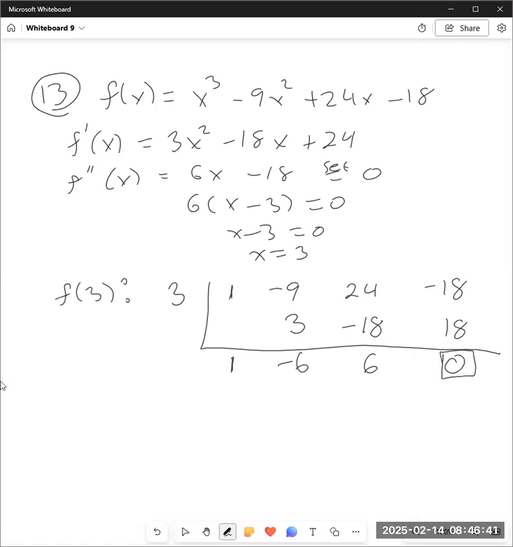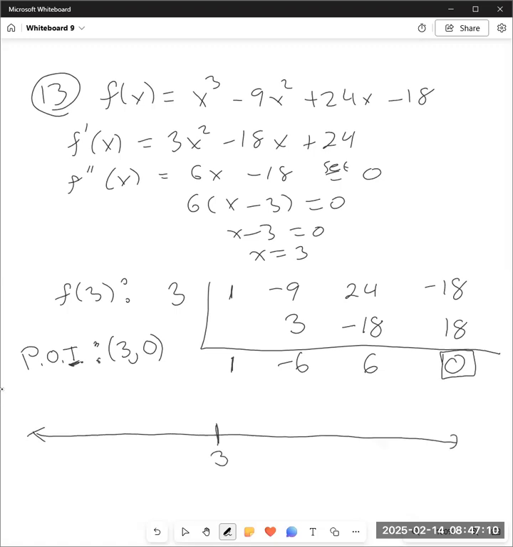So I'm going to abbreviate here. My point of inflection is going to be 3, my x value here, which is on the outside, and 0 is my f of x there. So there's my point of inflection for later when I identify everything. Let's go ahead and make my number line and put 3 right there in the middle, and it separates -infinity to 3 and 3 to infinity.